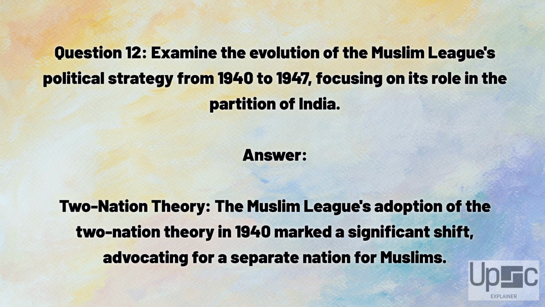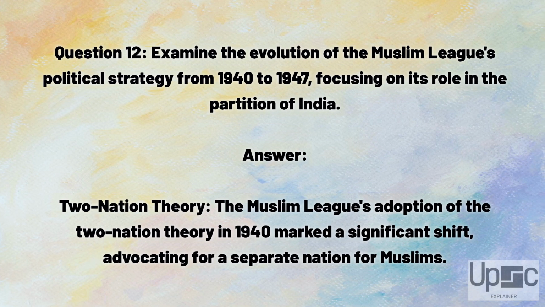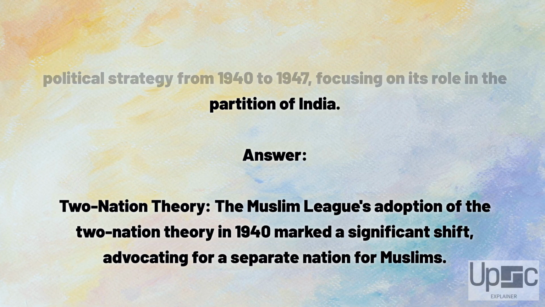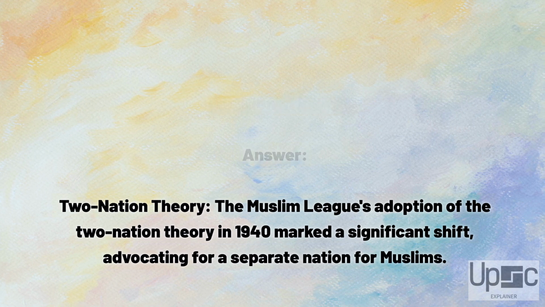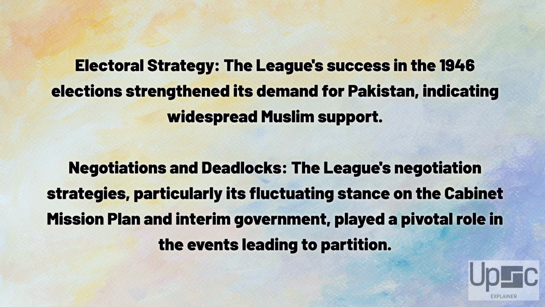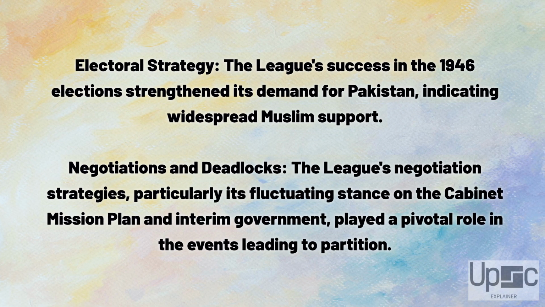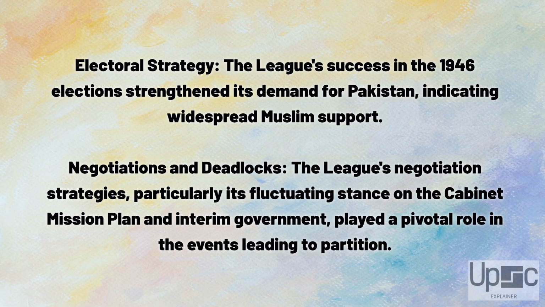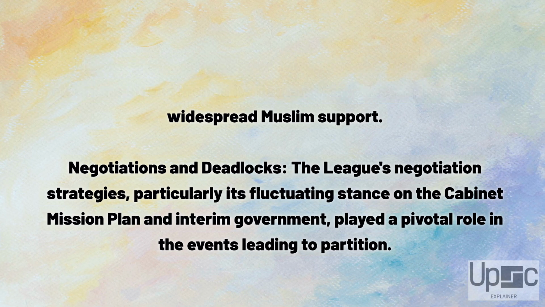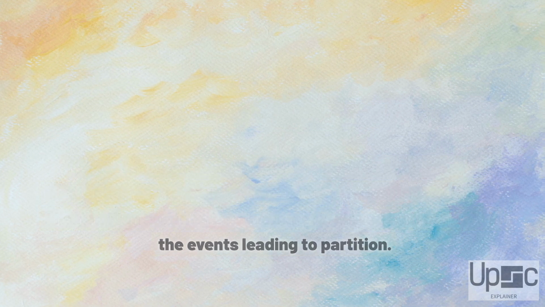Question 12. Examine the evolution of the Muslim League's political strategy from 1940 to 1947, focusing on its role in the partition of India. Answer. Two-nation theory. The Muslim League's adoption of the two-nation theory in 1940 marked a significant shift, advocating for a separate nation for Muslims. Electoral strategy. The League's success in the 1946 elections strengthened its demand for Pakistan, indicating widespread Muslim support. Negotiations and deadlocks. The League's negotiation strategies, particularly its fluctuating stance on the Cabinet Mission Plan and interim government, played a pivotal role in the events leading to partition.